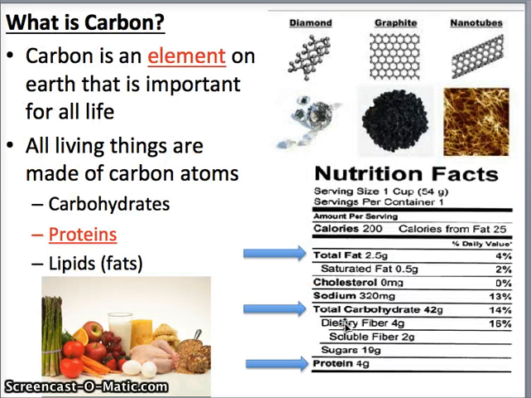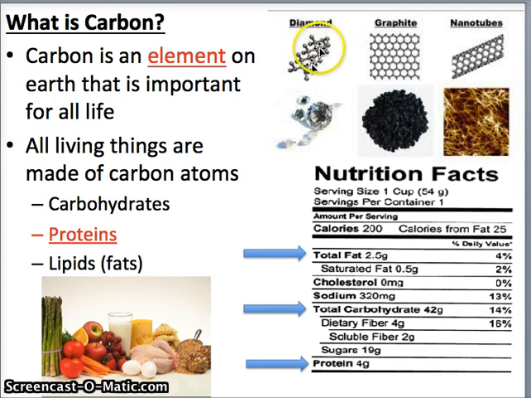So let's talk about another type of matter that is very important to living things. Last time we talked about water, today we're going to talk about carbon. So what is carbon? Carbon is an element on Earth that is important for all life, and all living things are made out of carbon atoms. These are pictures of different ways carbon atoms can be stuck to each other. Each small dot represents one carbon atom.